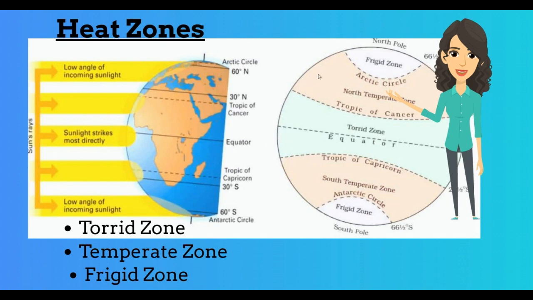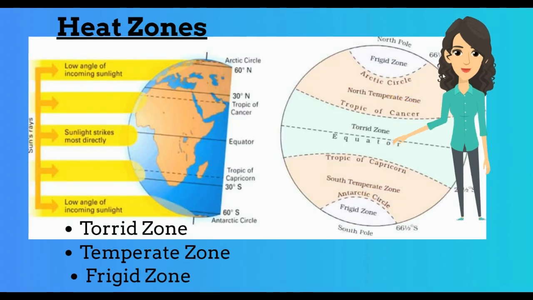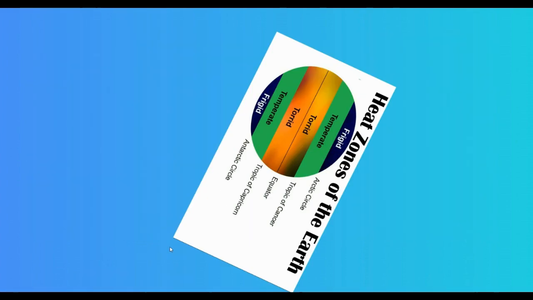And next comes the temperate zone. What is the temperate zone? In this area Earth receives less heat, which starts from the Tropic of Cancer to the Arctic Circle in the north, and the Tropic of Capricorn to the Antarctic Circle in the south. Lastly, we have the frigid zone, which receives very little heat of the sun. It starts from the Arctic Circle to the North Pole and the Antarctic Circle to the South Pole.